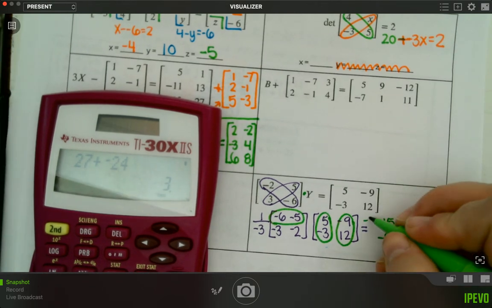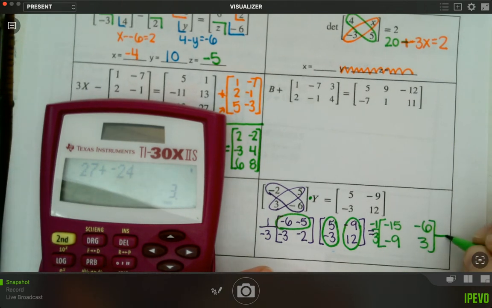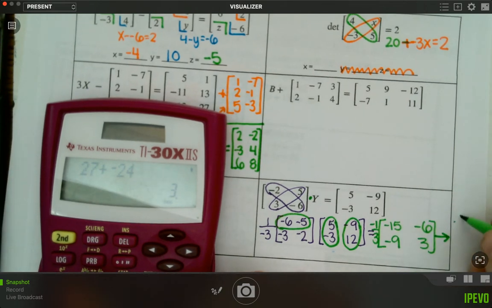Then you need to do that negative 1/3. So negative 1/3 of negative 15 is positive 5. Negative 1/3 of negative 6 is positive 2. Negative 1/3 of negative 9 is positive 3. And negative 1/3 of positive 3 is negative 1. You're basically dividing all of these by negative 3.